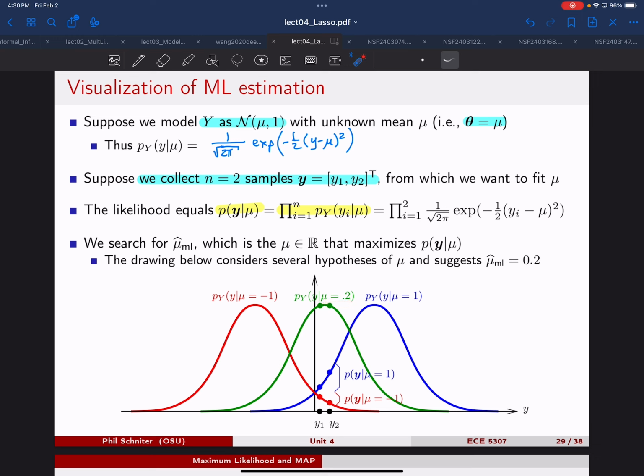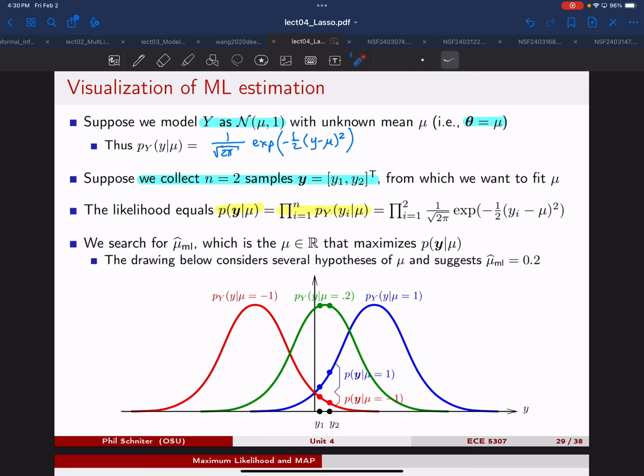And so what I do in all those cases is I plug into this expression the value of mu that I'm considering as well as the data yi. And so for this red one, if I'm considering mu is -1, the two values of this would be those two heights of the red dots. So to get my likelihood, I would take the product of those two heights. And that's my likelihood.